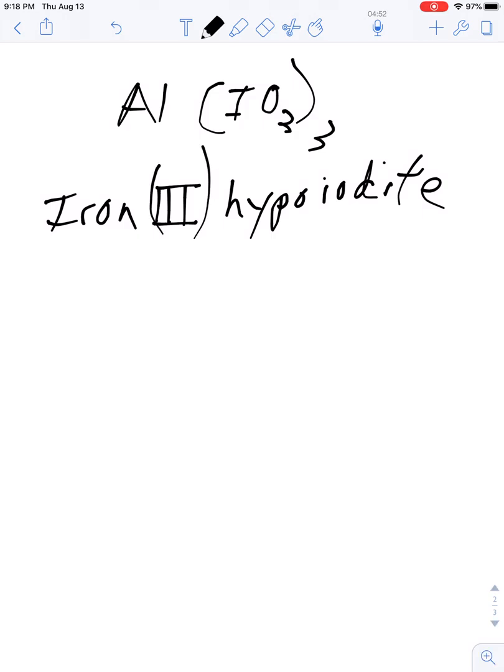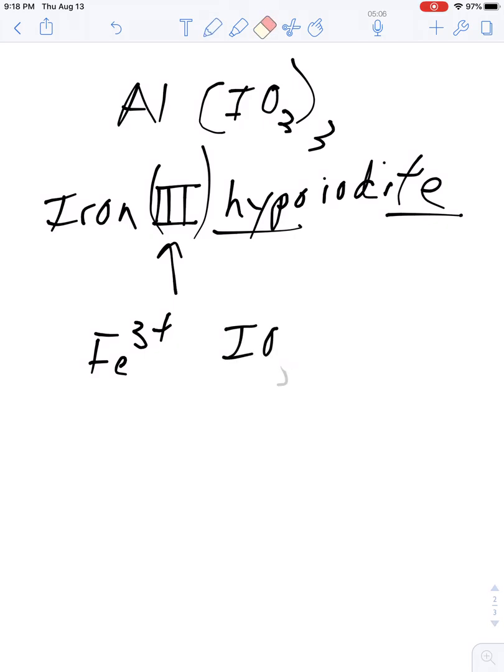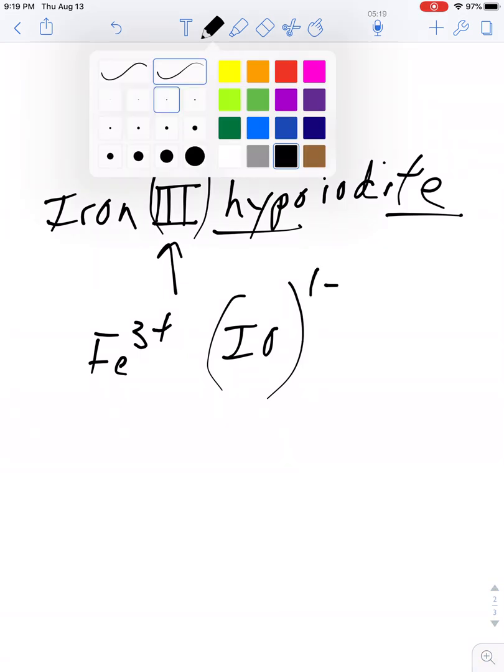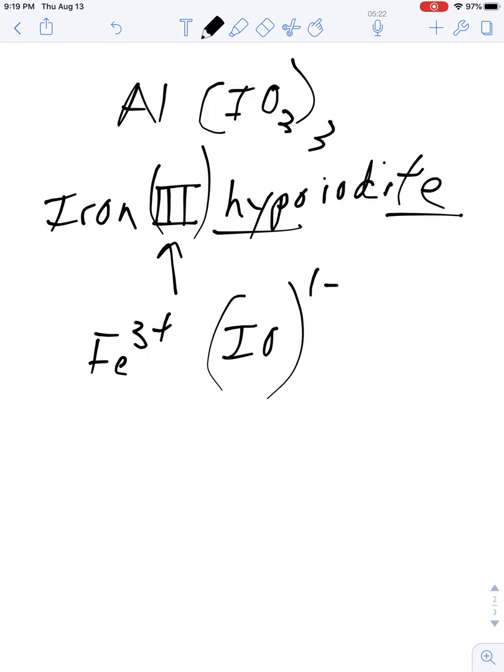Iron 3 hypoiodite. Well, the Roman numeral here tells me that it's going to be a 3+ on the iron. Hypo and ite means it has 2 fewer oxygens than what it wants. So iodine wants 3, but it ends up with 1, 2 less. It follows the same charge as its column, and now we crisscross. The 1 goes there, you don't bring the minus sign, you just bring the number, and the 3 goes there.